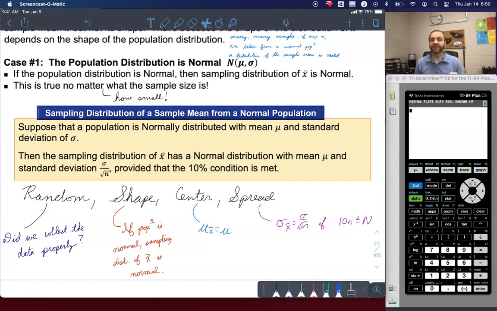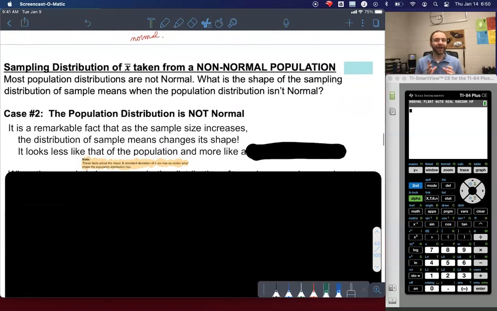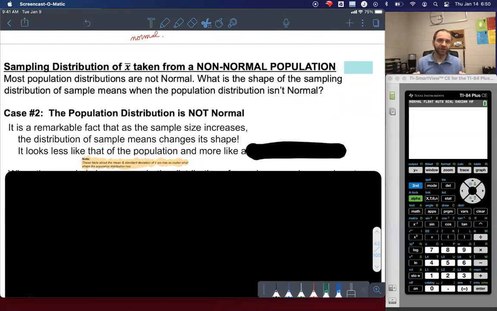Now we're looking at case number 2. In case number 2, we're looking at what happens if you grab a sampling distribution of x bars from a population that is not normal. Now that could be completely right skewed, completely left skewed. It could be all wibbly wobbly shape. We have no idea. And one thing to know though is as your sample size increases, the shape of the sampling distribution of sample means is going to change.